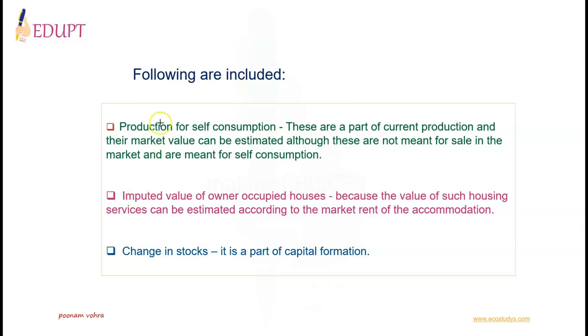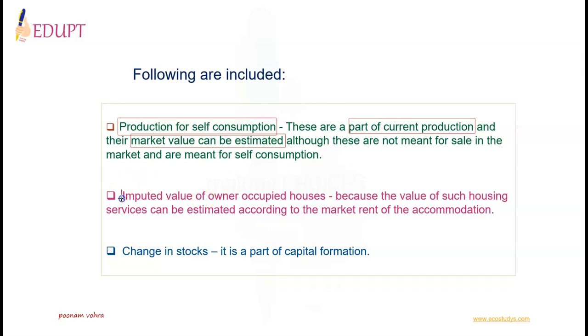But one must ensure that production for self-consumption must be included because they are a part of current production and their market value can be estimated, although these are not meant for sale in the market and are meant for self-consumption.